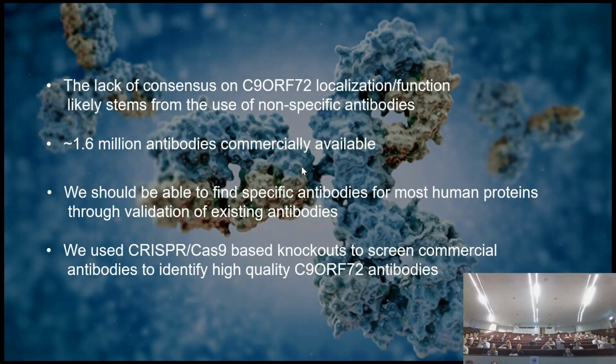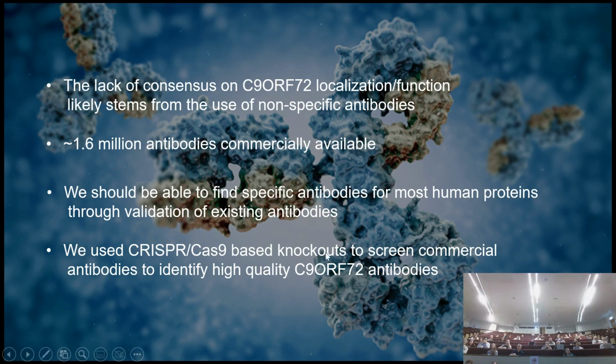It's possible that the protein is localized everywhere in the cell, or it's possible that the lack of consensus on the localization stemmed from antibodies. So this is all we're doing. I'm not particularly interested in antibody validation. My postdoc, Carl LaFlamme, and I are interested in C9orf72. So we sat down one day and said, well, there's lots of antibodies out there. We should be able to go through the commercial antibody repertoire and find some antibodies that are specific, so that we can just go ahead and do the cell biology on this neurological disease gene.